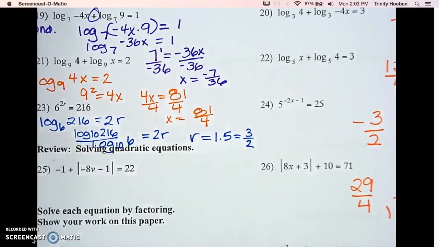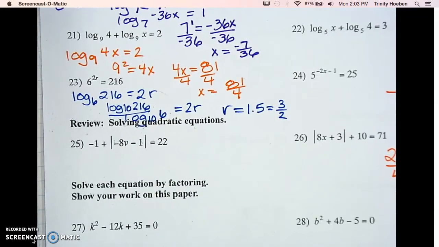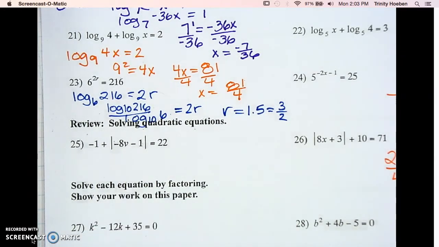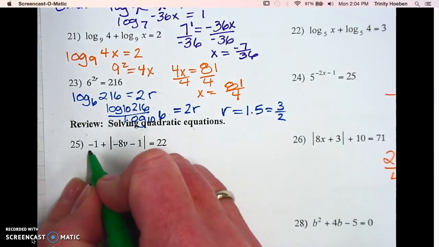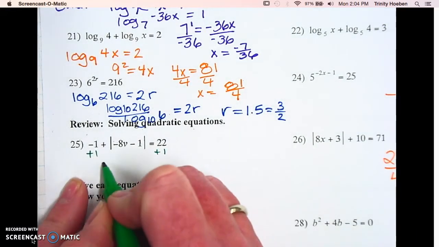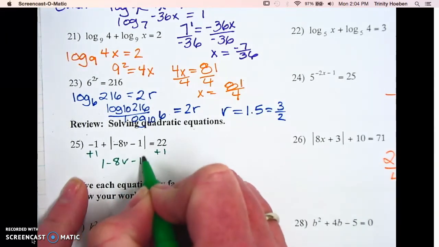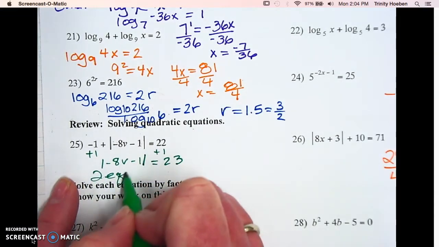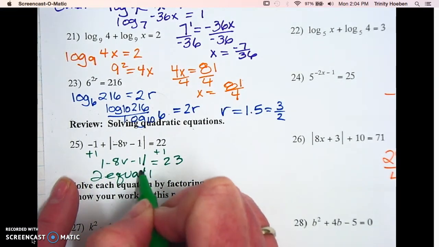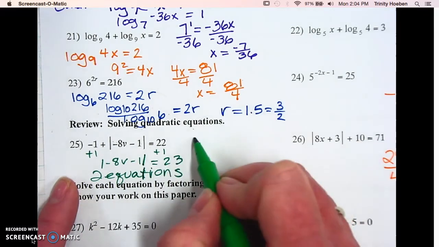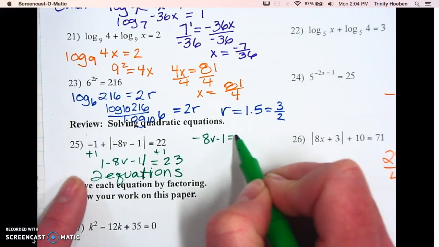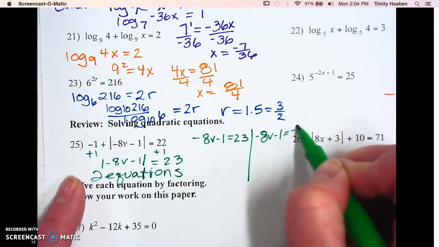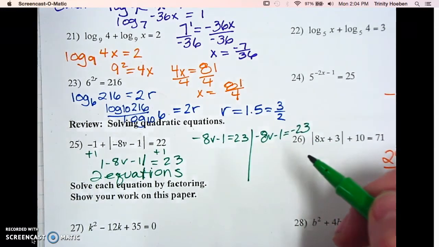All right, now we're getting into some review problems. So number 25 is clearly absolute value. So the first thing you want to do is isolate that absolute value by itself. So you're going to add 1 to both sides, which leaves you with the absolute value of negative 8v minus 1 equals 23. You separate this into two equations. The first one being negative 8v minus 1 equals 23, and the second one being negative 8v minus 1 equals negative 23. Solve them each separately.